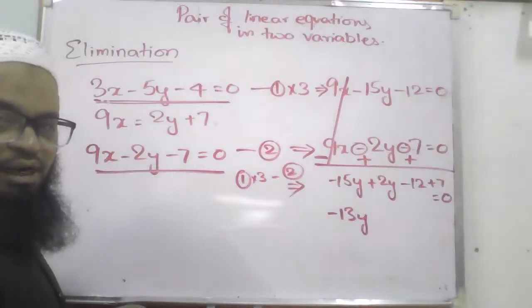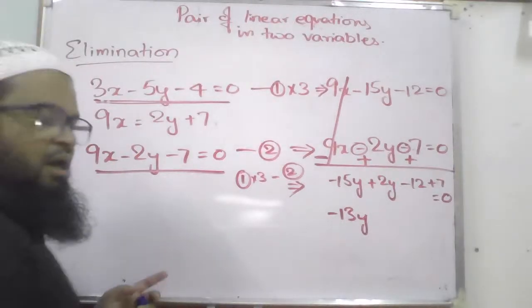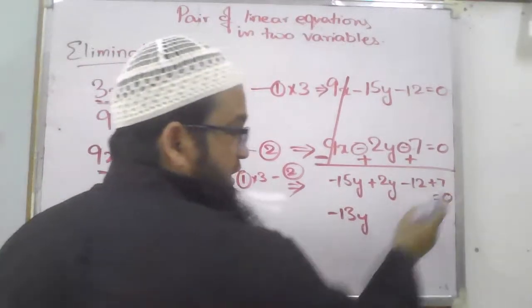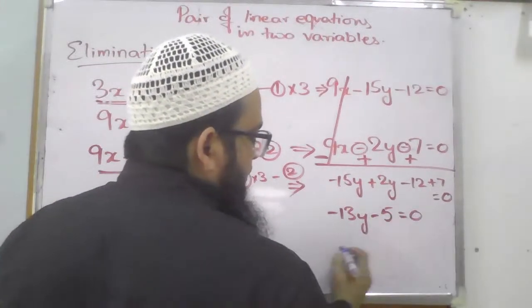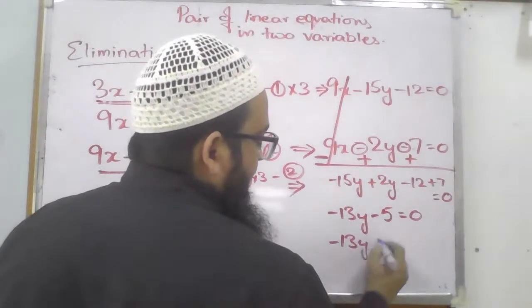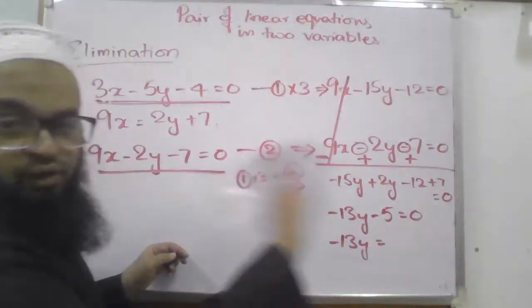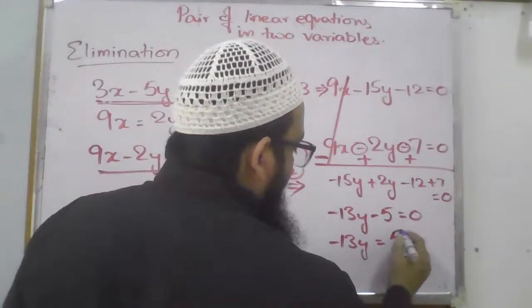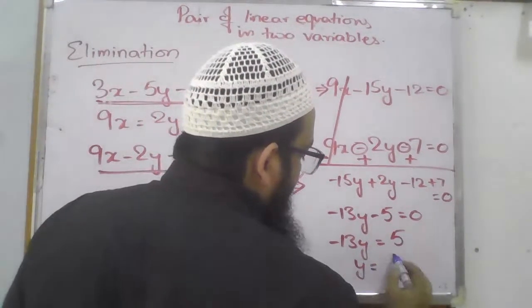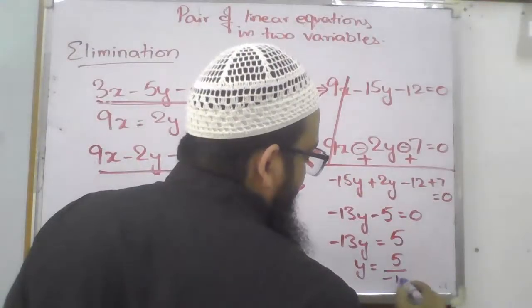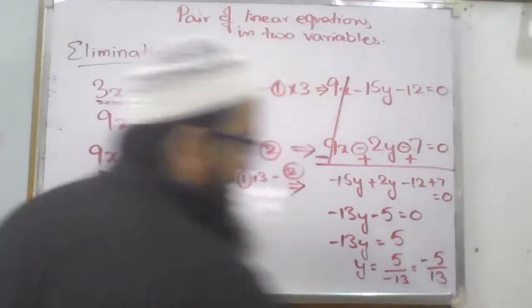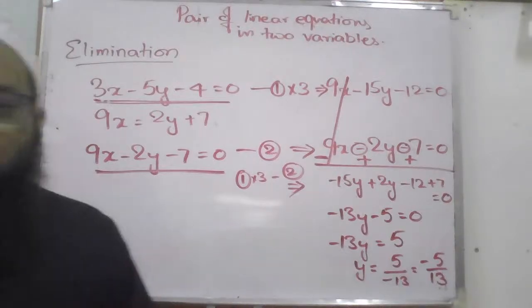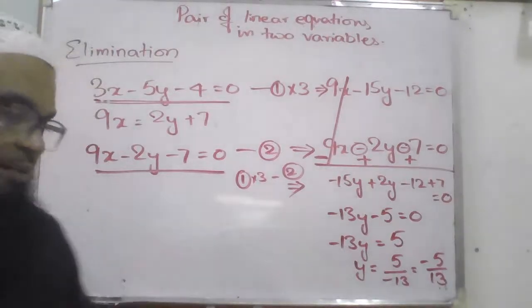What will happen, my dear students? Minus 12 plus 7. It is one negative and one positive. Subtract. It is minus 5 is equal to 0. So minus 13y minus 5 equals 0. When you transpose minus 5, it will be 5, and y is equal to 5 divided by minus 13, that is equal to minus 5 by 13. So you got the value y is equal to minus 5 by 13.